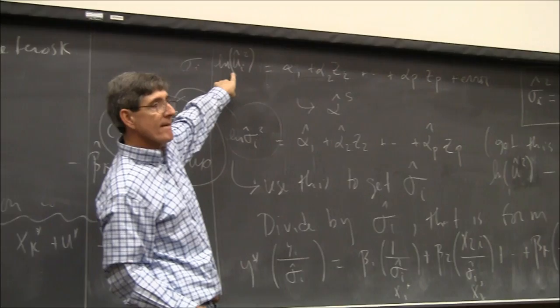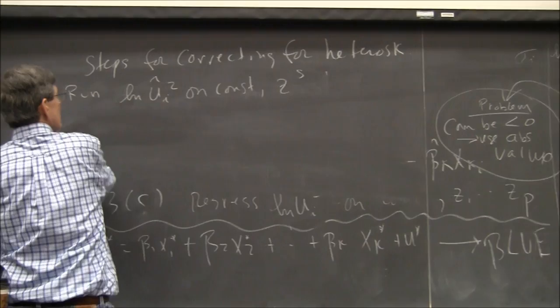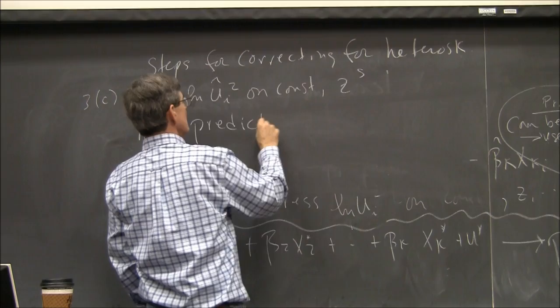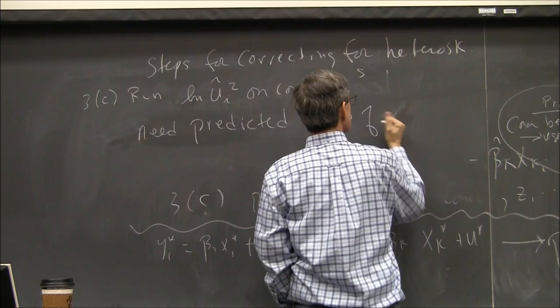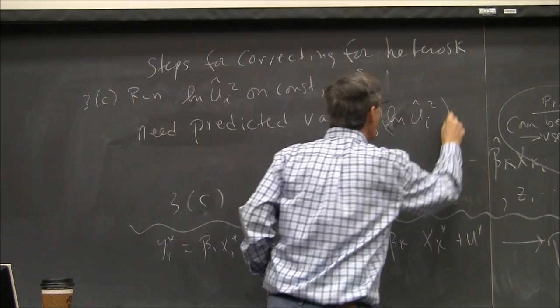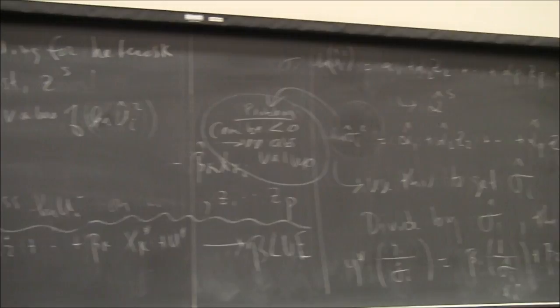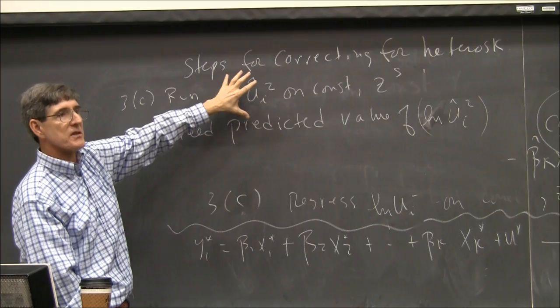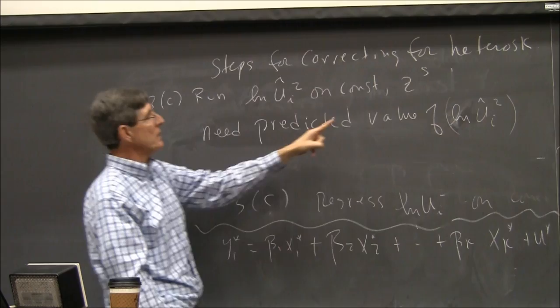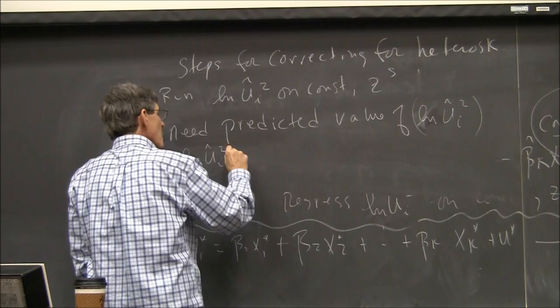And now we need the predicted value of the log ui hat squared. We need the predicted value of this thing from this model. That's what this step is giving us. So now I'm doing this step. So I just run the original regression, I form this, and run the secondary regression, the auxiliary regression, the alpha regressions are called. I run the auxiliary regression, and now I need the predictive value. So I take the log of ui hat squared minus resid. That gives me the predicted values.